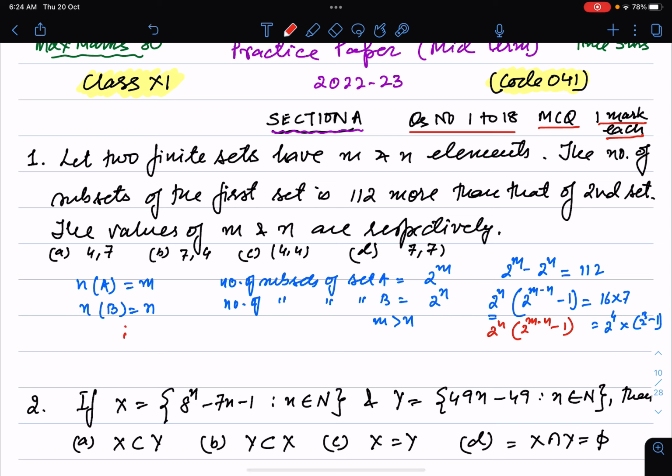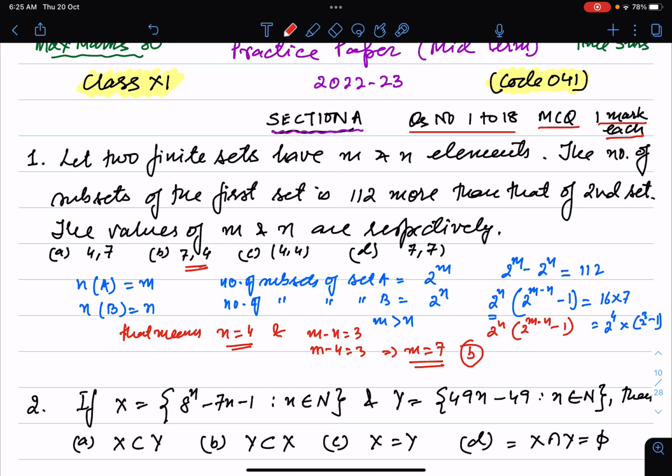That means n is equal to 4 and m minus n is equal to 3. Putting the value of n, m minus 4 is equal to 3, so m is equal to 7. So m is 7 and n is 4. Which option is correct? You can see the options: m is 7 and n is 4, so option B is correct.